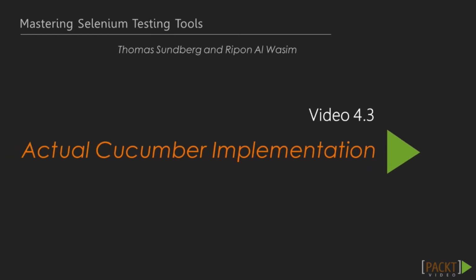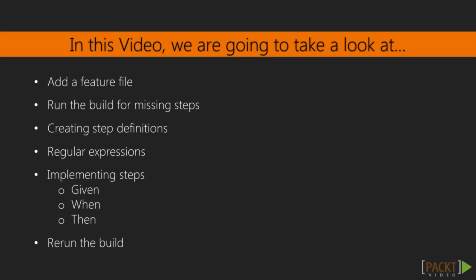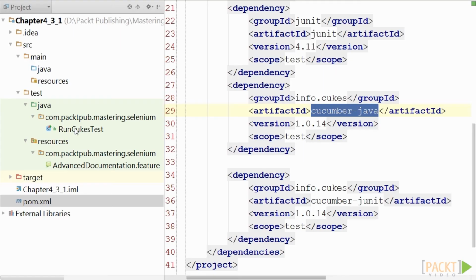After the completion of project infrastructure in the previous video, we are going to implement the actual Cucumber. In this video, we will add and implement some steps to run the Cucumber project successfully. With the infrastructure in place and working, let's move on to actually implementing something Cucumber specific. Let us start with the first feature.